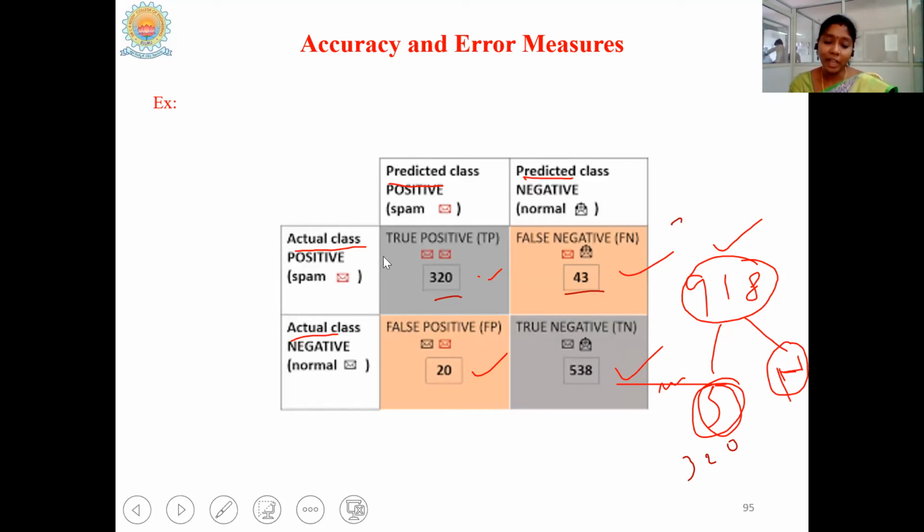So that is the total number of actual positives. Similarly, the total number of actual negatives is 20 plus 538, that is 558. So 558 is the number of actual negative classes. Out of 363 actual positives, how many are predicted as positive? Here 320. So what it means is that out of 363, only 320 are predicted as positive by the classifier. Did you get the point?